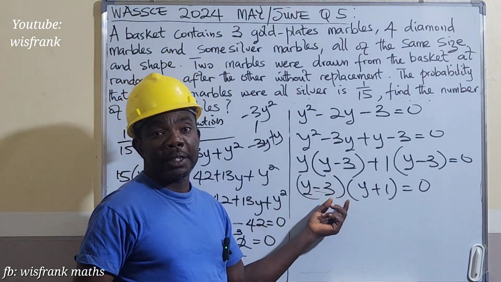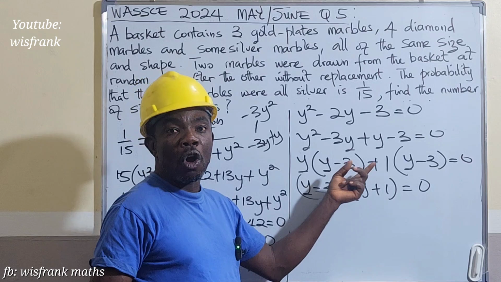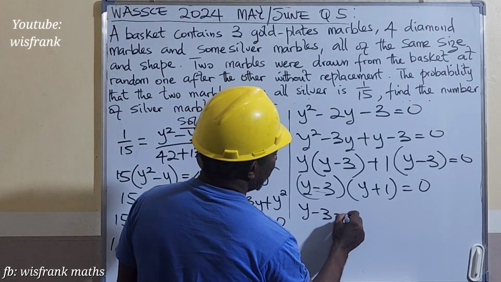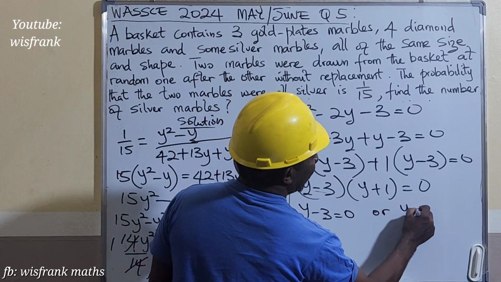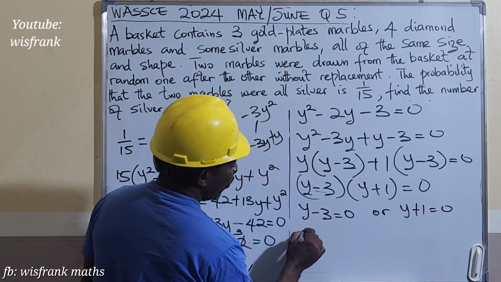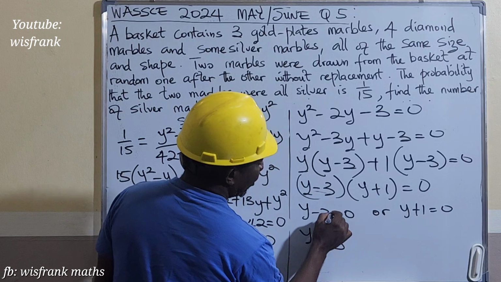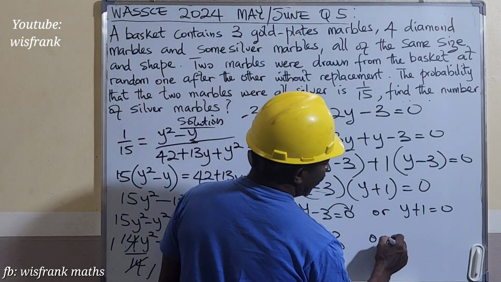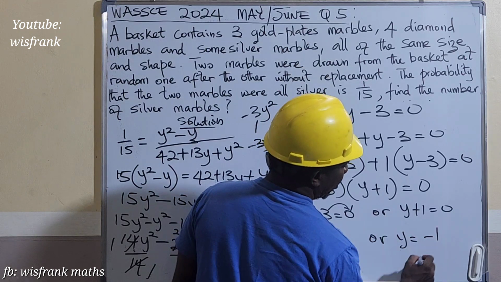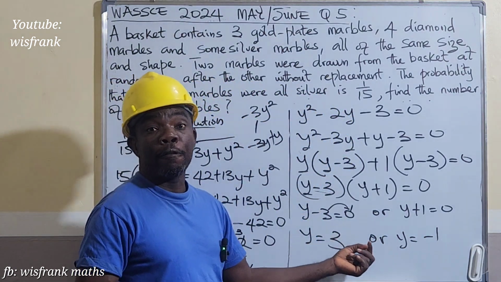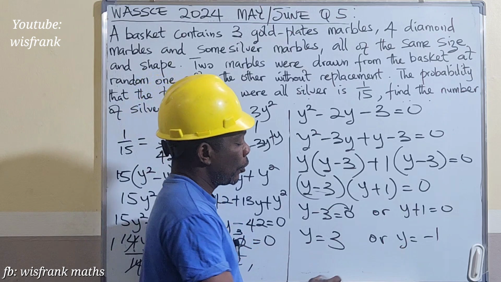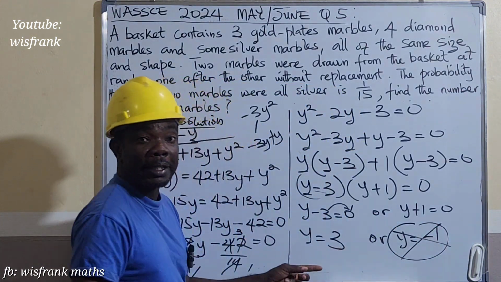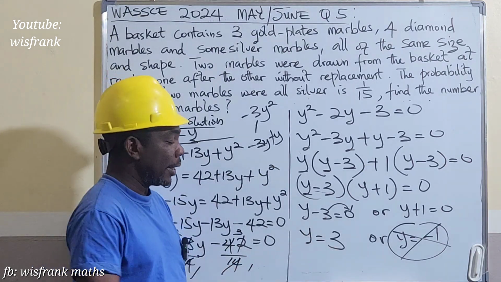So we have two parentheses here. It's either the first one equals 0 or the second one equals 0. From the first one, y minus 3 equals 0, or we have y plus 1 equals 0. Here we have y equals 3, because 3 transposes to the other side and becomes positive 3, or we have y equals minus 1. In this case, our number of marbles cannot be negative, so this is rejected, and the number of silver marbles equals 3.